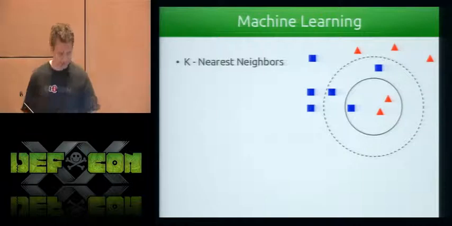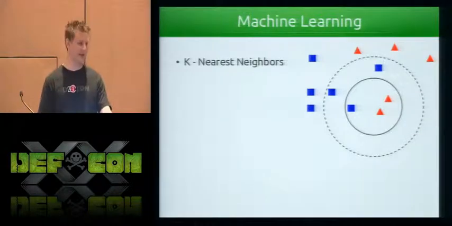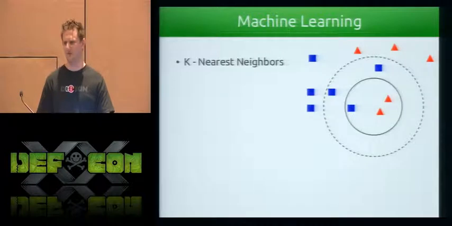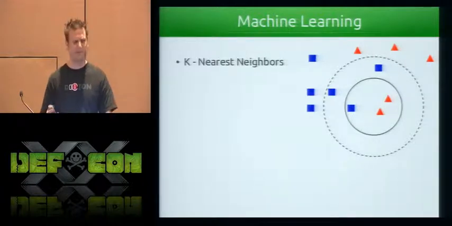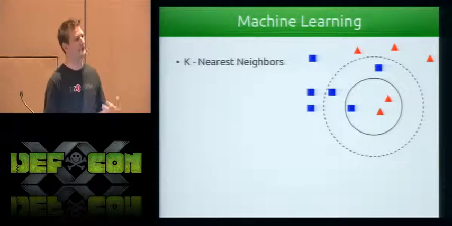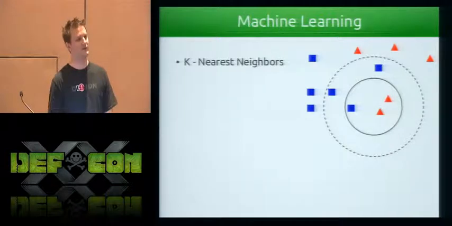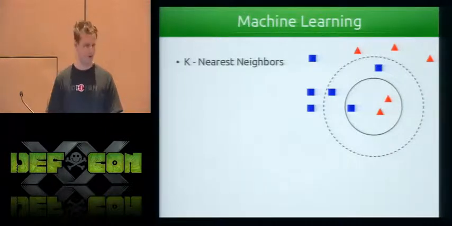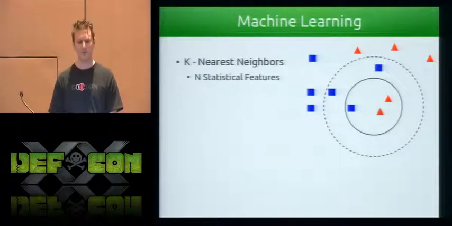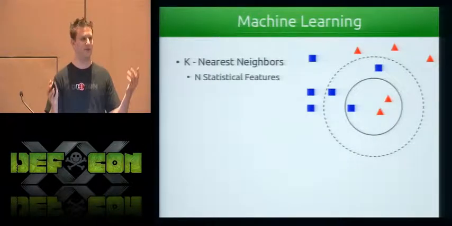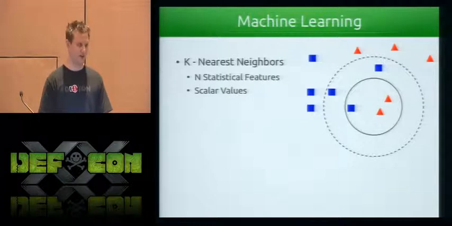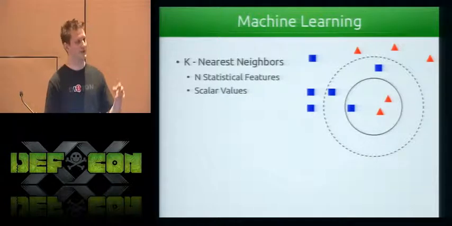So what we do is we use the k nearest neighbors machine learning algorithm. KNN is a totally standard machine learning algorithm that lots of people use for lots of things that have absolutely nothing to do with network security. I'm going to give you a quick intro to it here. You have n statistical features, however many you want. These are scalar values that you judge on the basis of each suspect.